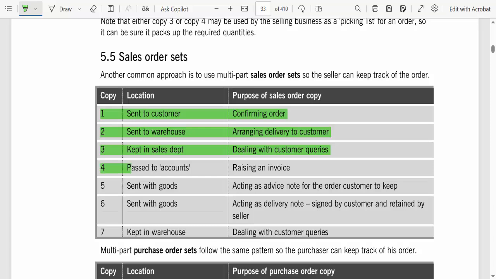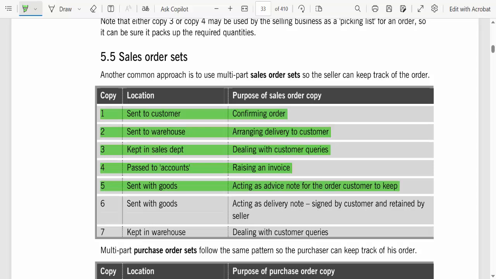4. Copy 4. Sent to accounts, generating the invoice. Purpose: this copy goes to the accounts department, who will use it to create an invoice for the customer. Example: when the order is shipped, accounts can refer to this copy to prepare and send the invoice to the customer for payment. 5. Copy 5.